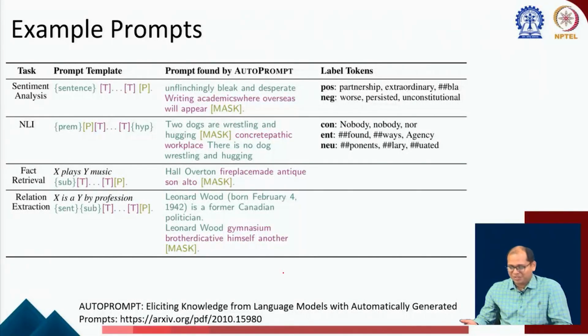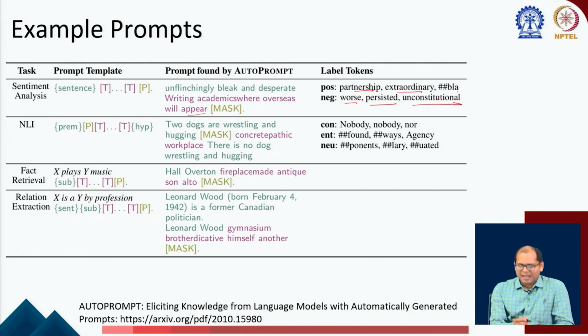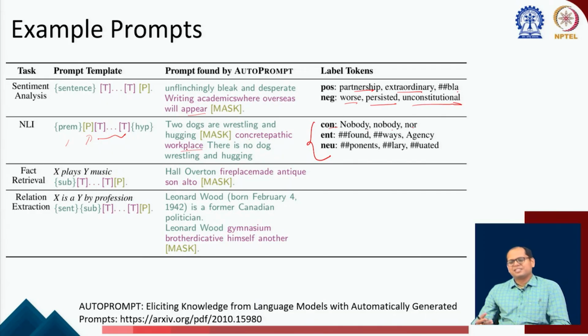And these are the example prompts, and you see they may not make sense. Like sentiment analysis, writing academics where overseas will appear has no connection, but that's what works. Positive label tokens: partnership, extraordinary, and so on. Negative: averse, persistent, and unconstitutional. For the NLI problem, you see premise, this is your mask, and then your trigger tokens, hypothesis, and they found nobody, nor, for contradiction. These are label tokens, and concrete, empathic, workplace are also some label tokens.